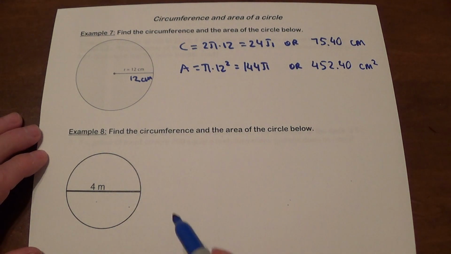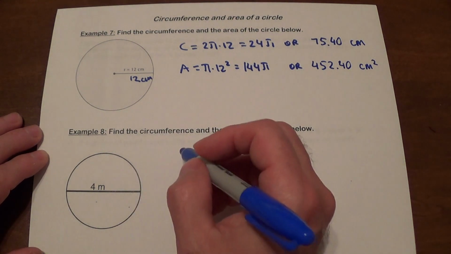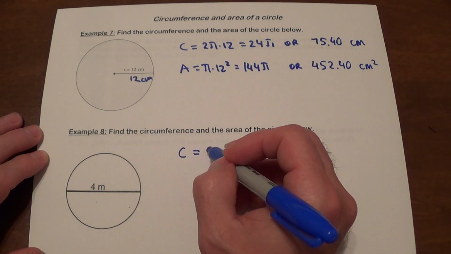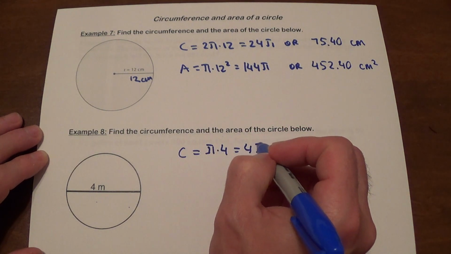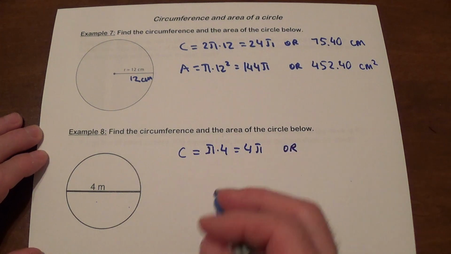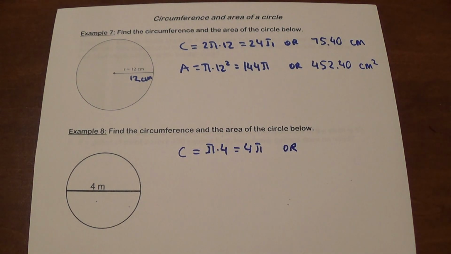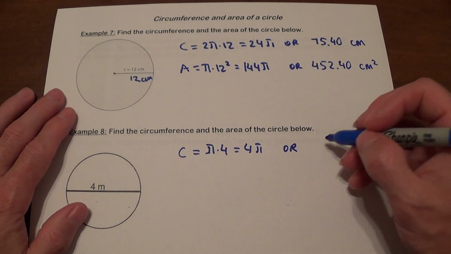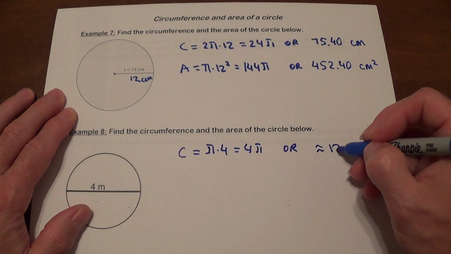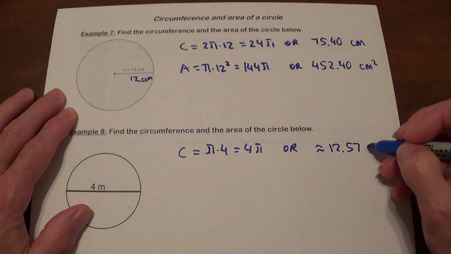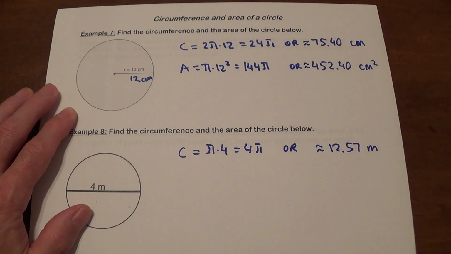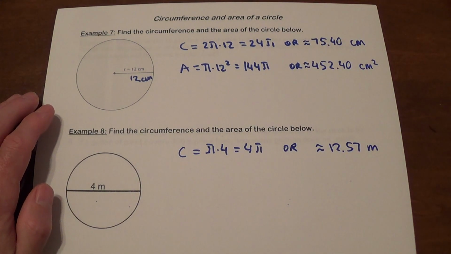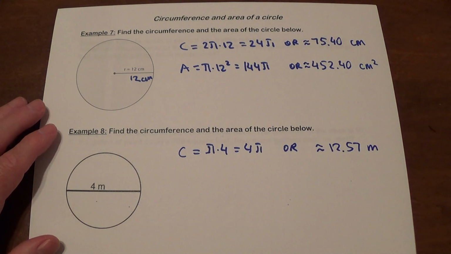For problem 8, find the circumference and area. Be very careful. For the circumference, we use the formula pi d, so pi times 4, which is 4 pi, or we can approximate it as a decimal, and it's going to be approximately 12.57 meters. I forgot the approximate sign. Not a huge problem, but just want to make it look right.